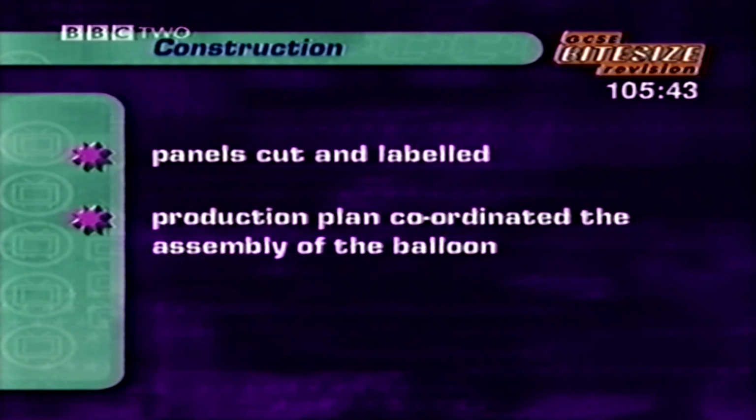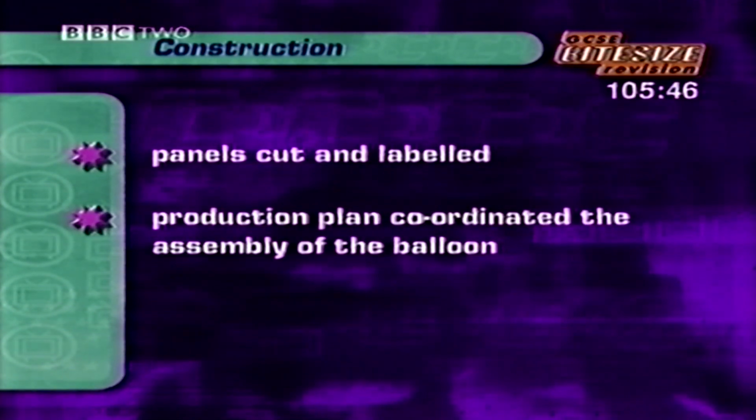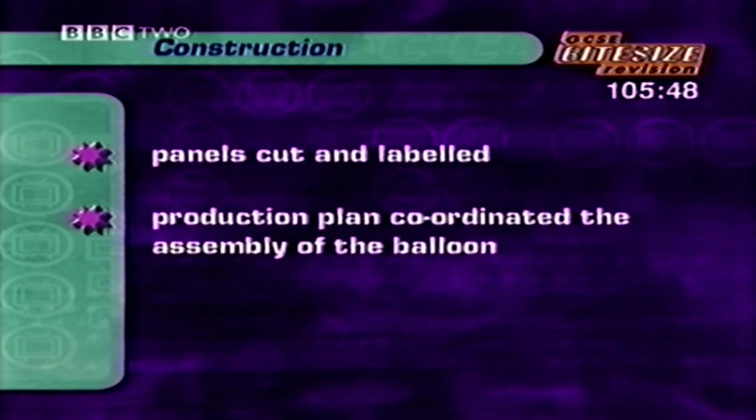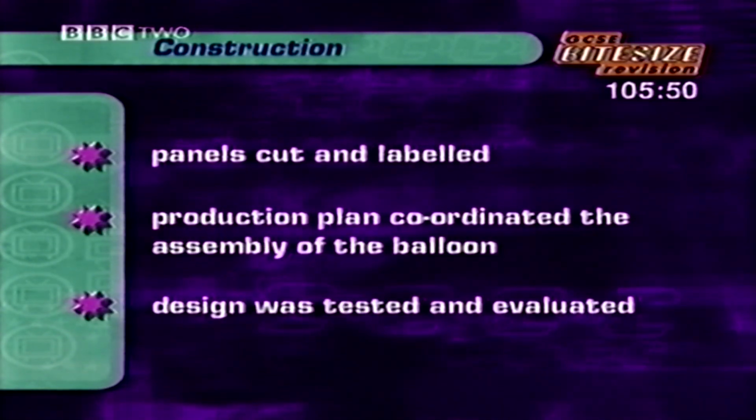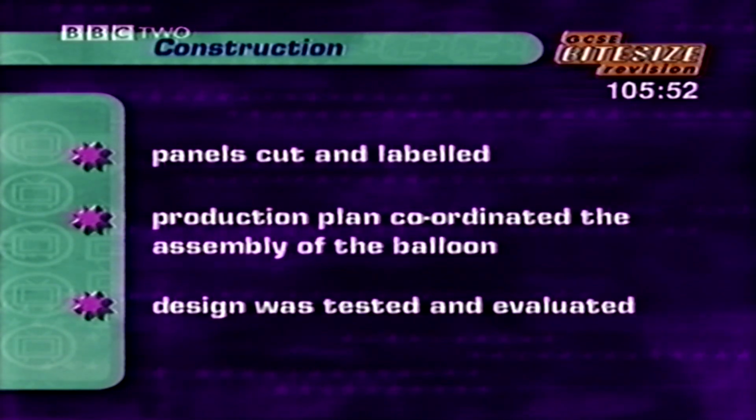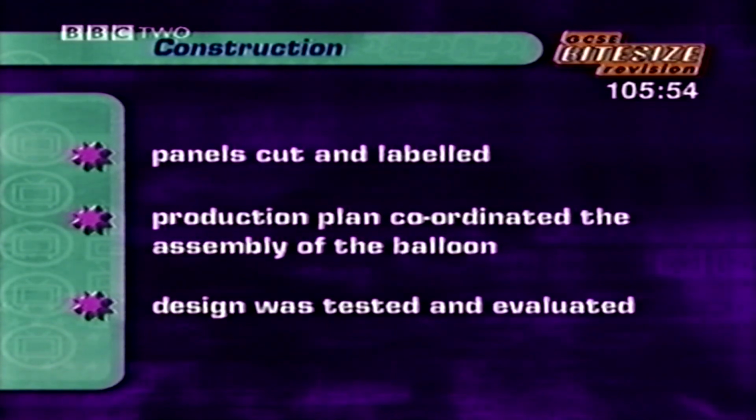The panels were then cut using the pattern pieces and labelled. A production plan organised the assembly of the balloon, which was constructed by a team of 3, 2 sewers and a team leader. Finally, the design was tested and evaluated in an appropriate and safe environment.